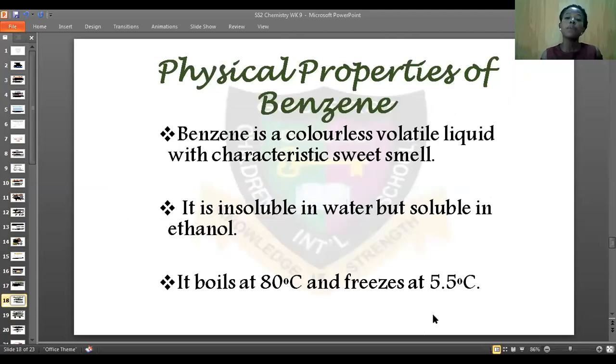Now, physical properties of benzene. Benzene is a colorless, volatile liquid. Volatile means that it vaporizes easily, with a characteristic sweet smell. It is insoluble in water but soluble in ethanol. It is non-polar, so it's not soluble in water. It boils at 80 degrees centigrade and freezes at 5.5 degrees centigrade. These are the physical properties of benzene.